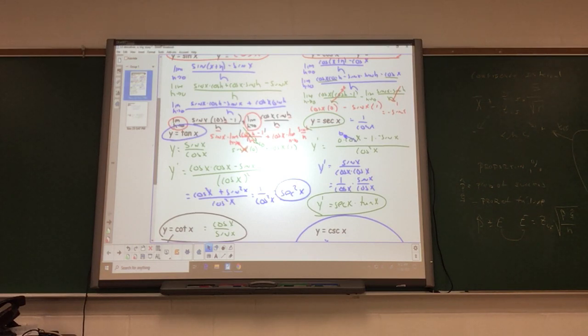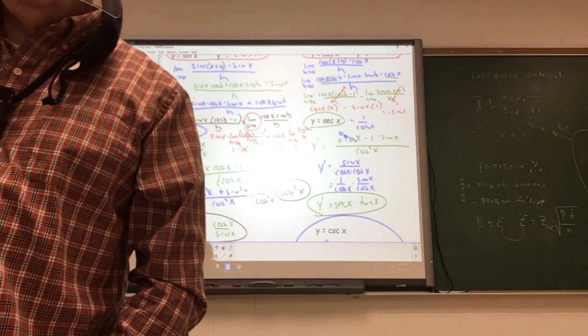Tomorrow we'll come in and start working with what's called the chain rule. That's when we really start to get into a lot of heavy lifting with our derivatives. Questions? Once again, page 196, 1 to 23, the odds. Do your homework.